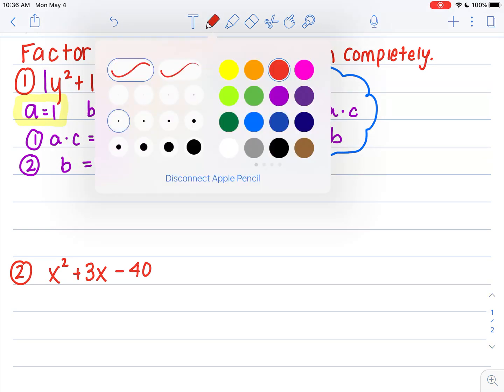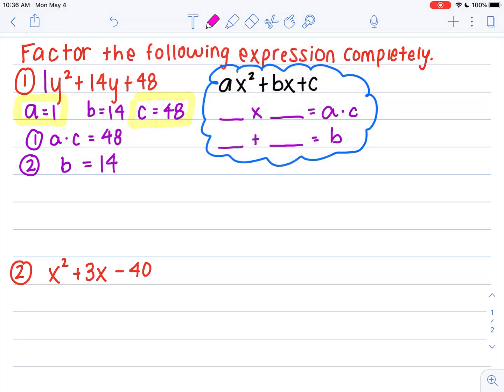I'm going to do something times something equals, what's my a times c now? Well, I figured out a times c is 48, so equals 48. And then that same number plus that other number that we're going to find equals 14, right? Because that equals b, and b here is 14. So I'm just substituting in now, okay?